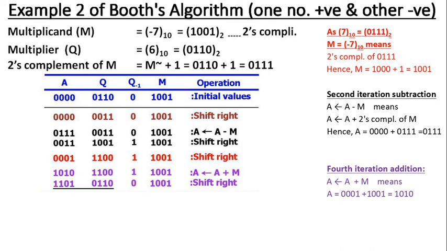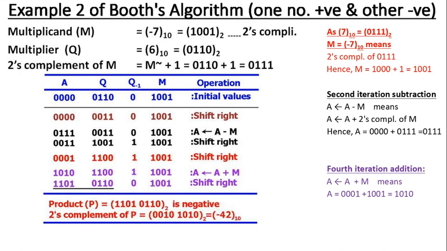It means that Booth's algorithm gets terminated for the given problem, and the result of multiplication, which we normally call the product, is available in register A and Q collectively. So it is underlined. Product is underlined as say 1101 0110. Now I will rewrite that particular product here. Product P is equal to 1101 0110, and this particular product is negative. Why? Because its MSB bit, the extreme left bit, is equal to 1. So this product is negative.